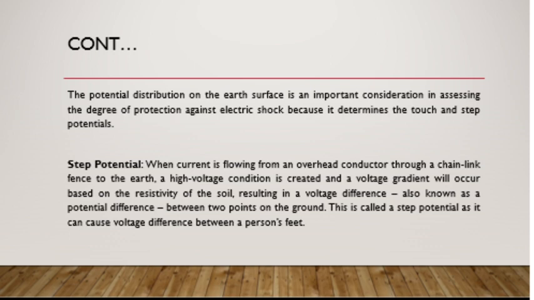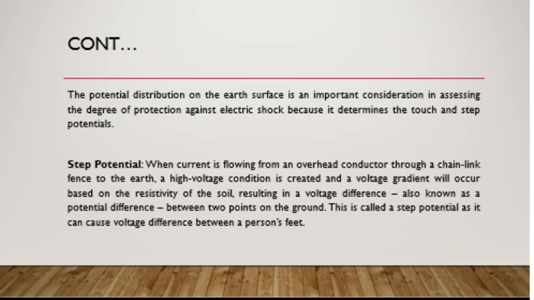So first we are going to study the step potential word by word. It is written as: when current is flowing from an overhead conductor through a chain link fence to the earth, a high voltage condition is created. That is correct. I think you are having no problem up till this word. And a voltage gradient will occur based on the resistivity of the soil, resulting in a potential difference, also known as potential difference between 2 points on the ground. This is called step potential, as it can cause a voltage difference between a person's feet.